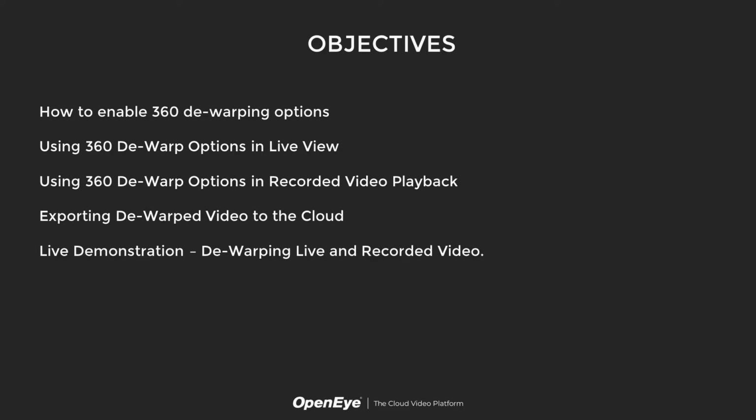Let's review the objectives for today's overview. We will start by reviewing how to access the 360 dewarping features using the right mouse button. Next, we will review dewarping 360 cameras in live view mode, followed by an overview of how to dewarp recorded 360 video. Then we will discuss exporting dewarp video to the cloud. And finally, we will provide a live demonstration of these features in both live view and recorded video playback.